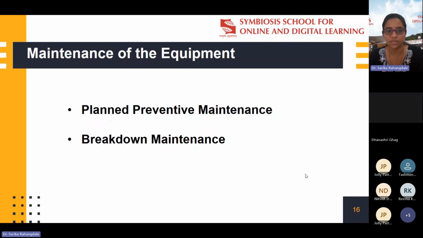Next is breakdown maintenance. Breakdown maintenance is considered a huge loss to the hospital. Once the equipment is not in service, it is not providing services to the patient, so financially it is a huge loss to the hospital. It is a task performed to identify, isolate, and rectify a fault so that out-of-order equipment can be restored to an operational condition.